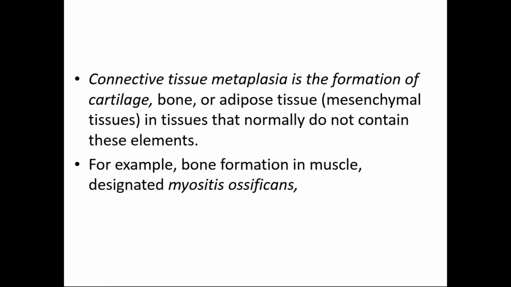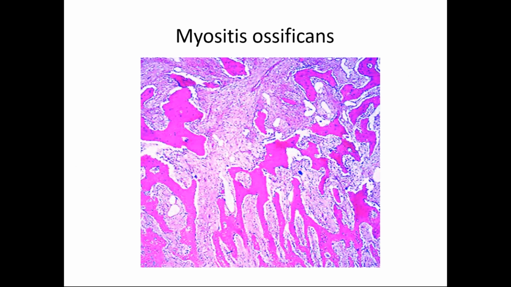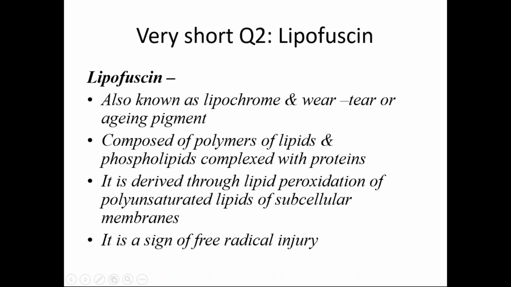Then coming to the connective tissue, metaplasia is a formation of cartilage, bone or adipose tissue, mesenchymal tissues, in tissues that normally do not contain these elements. For example, bone formation in muscle, designated as myositis ossificans. So bone formation within the muscle is seen in myositis ossificans.